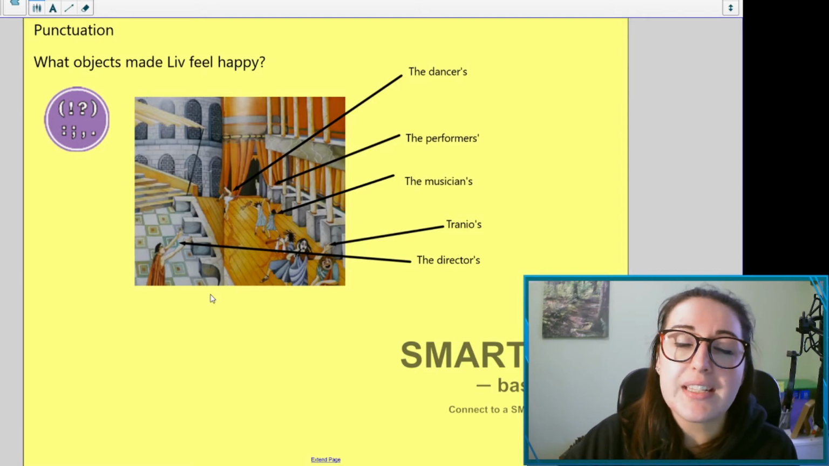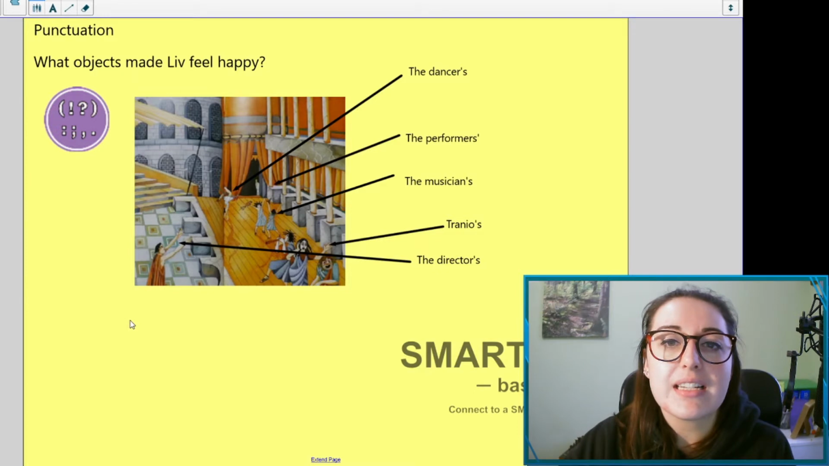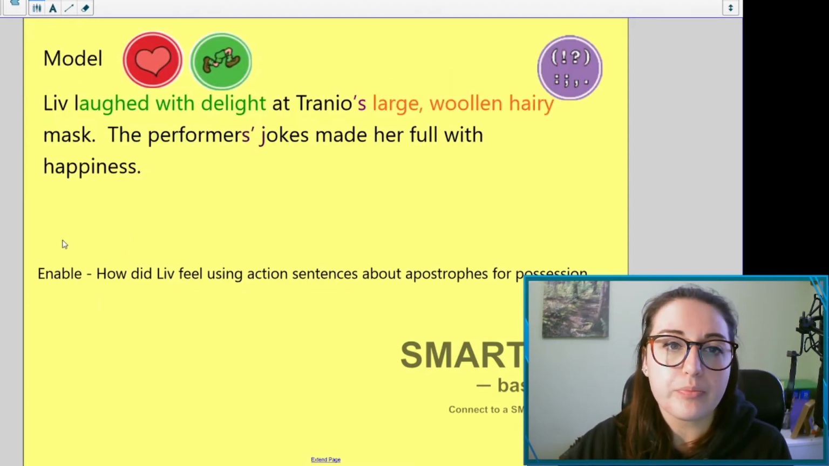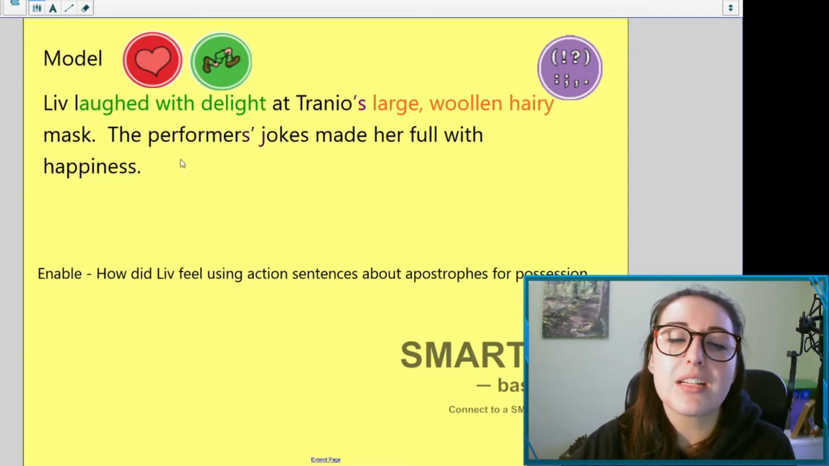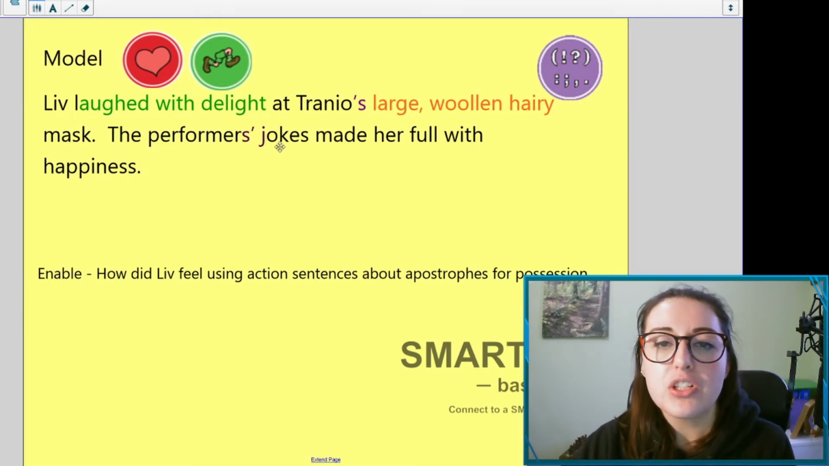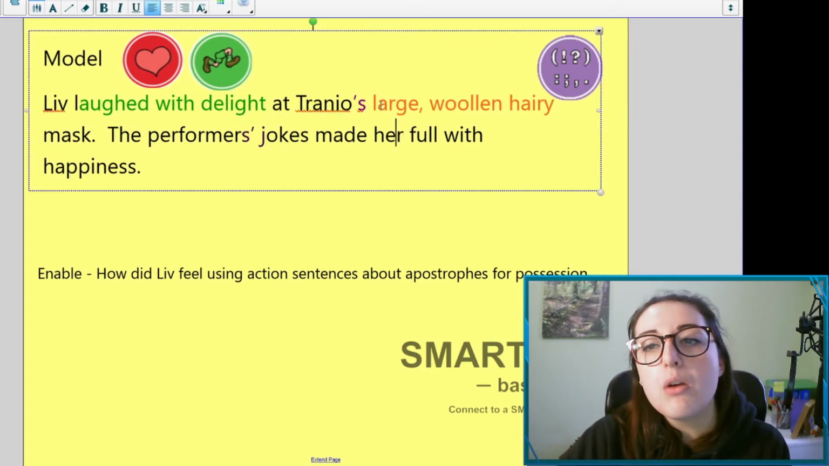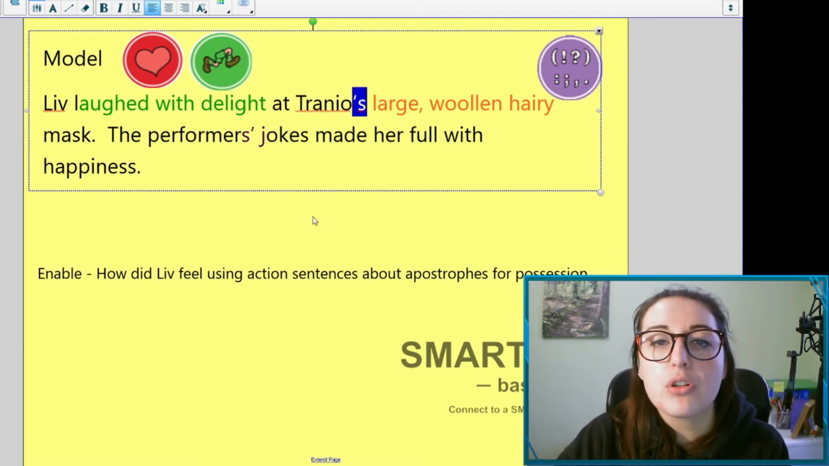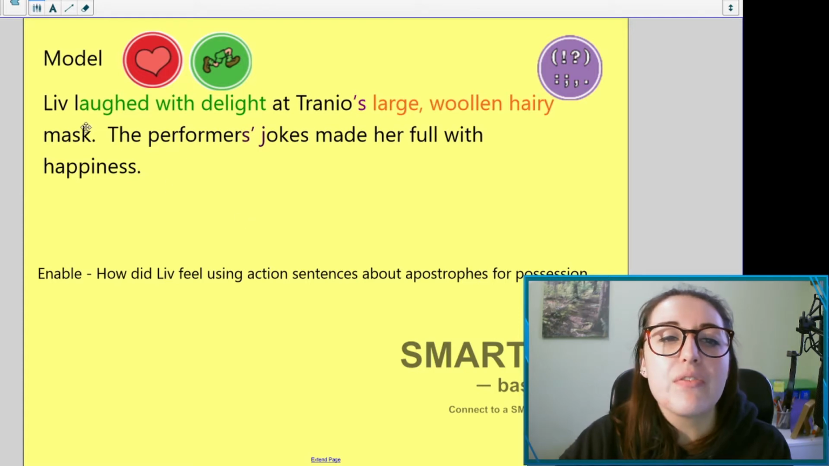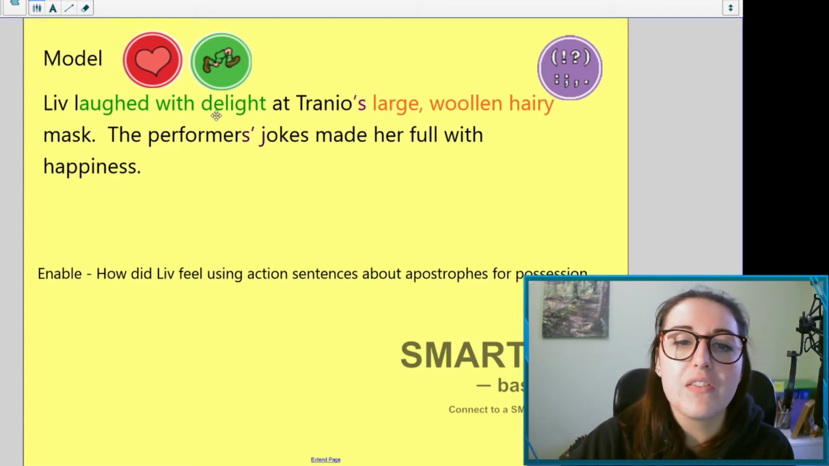So we're going to use this in our first learning chunk for today. We're going to talk about how Liv was feeling, show don't tell sentence, and what was making her feel happy. Liv laughed with delight at Tranio's large woolen hairy mask. The performer's jokes made her full with happiness. So the jokes belong to the performer. The joke is our thing, and so that's why we've used our apostrophe for possession. The large woolen hairy masks also belong to Tranio, so that is why we have got our apostrophe for possession there. And then I've used my show don't tell sentence of Liv laughed with delight.